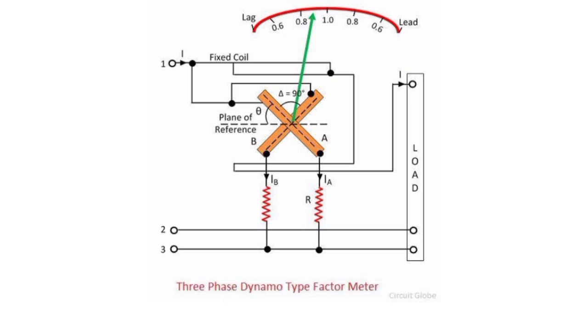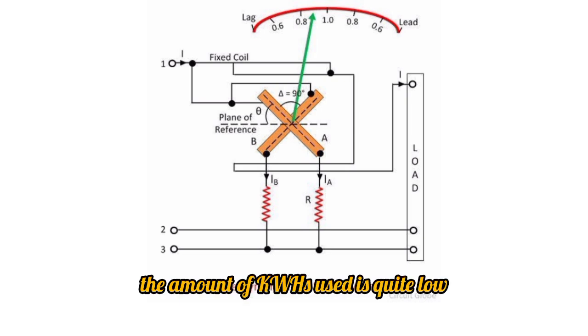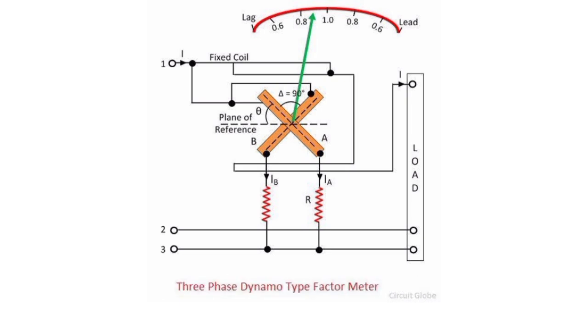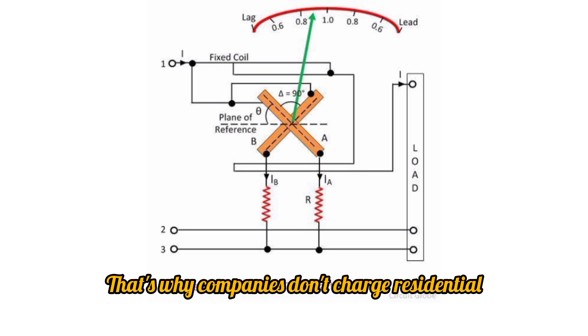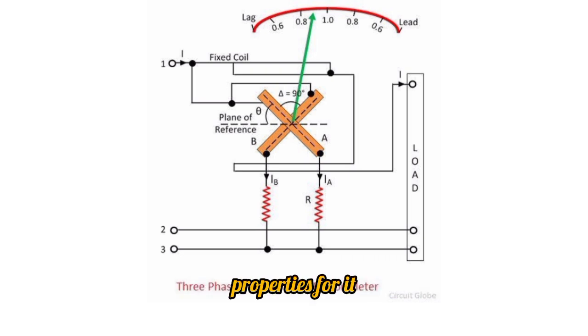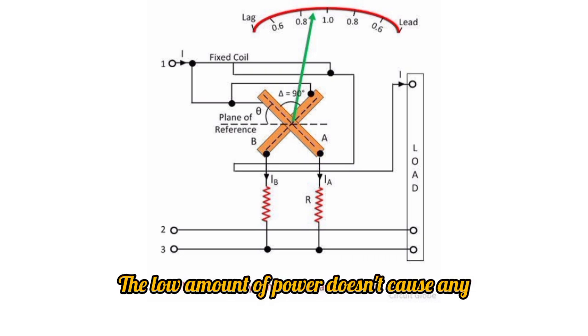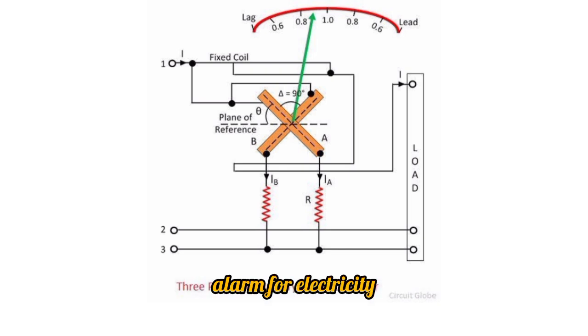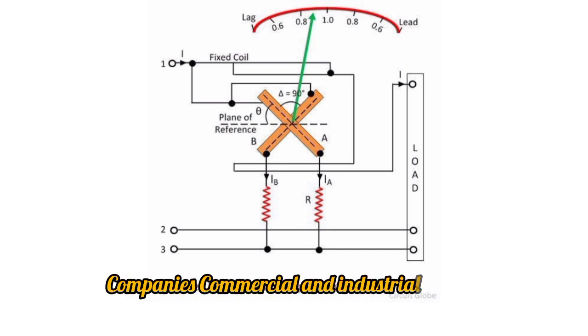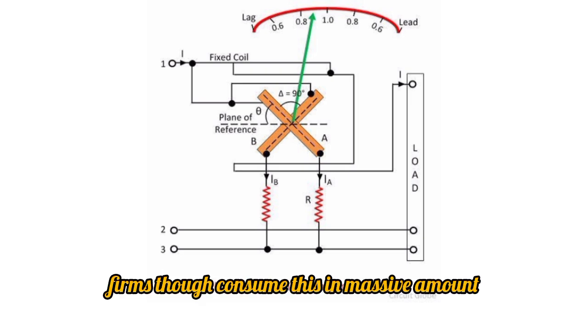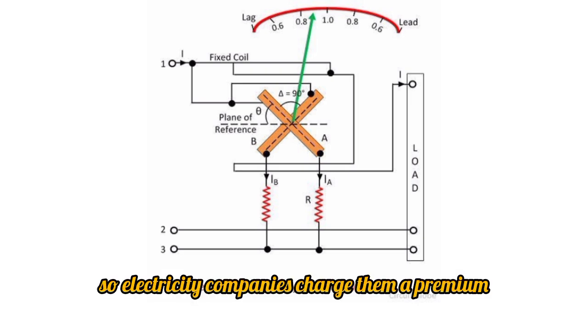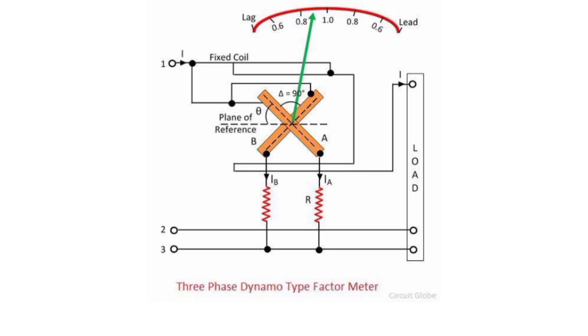In a residential home, the amount of kWh used is quite low. That's why companies don't charge residential properties for it. The low amount of power doesn't cause any alarm for electricity companies. Commercial and industrial electric firms, though, consume this in massive amounts, so electricity companies charge them a premium.